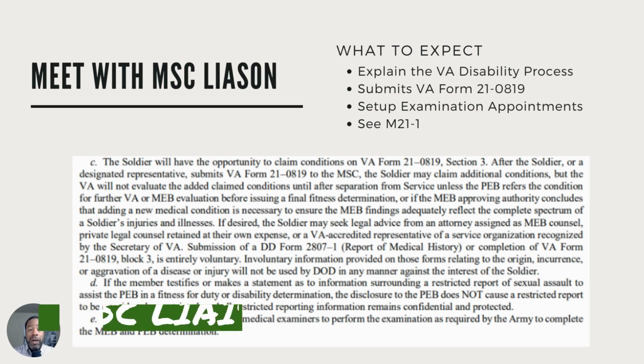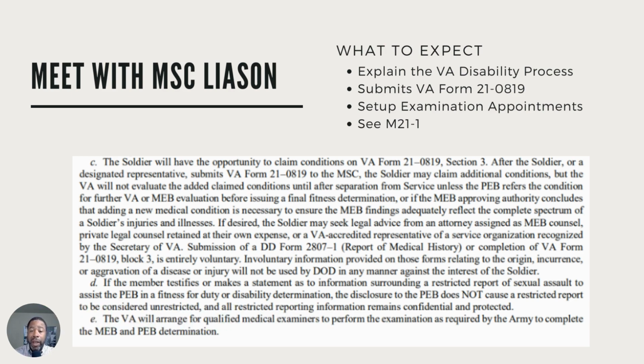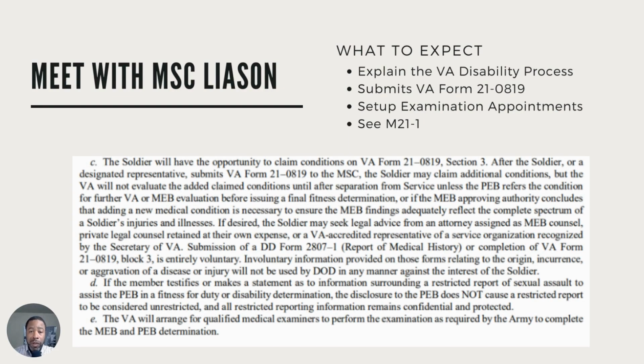Then you'll meet with your MSC liaison. The MSC liaison is the VA representative who's going to handle all of your VA claims. They're going to explain the VA disability process. They're going to submit the VA form 21-0819. They're going to set up all your examinations. Check out the adjudicator's manual that we talked about in the regulations module for the VA, M21-1.